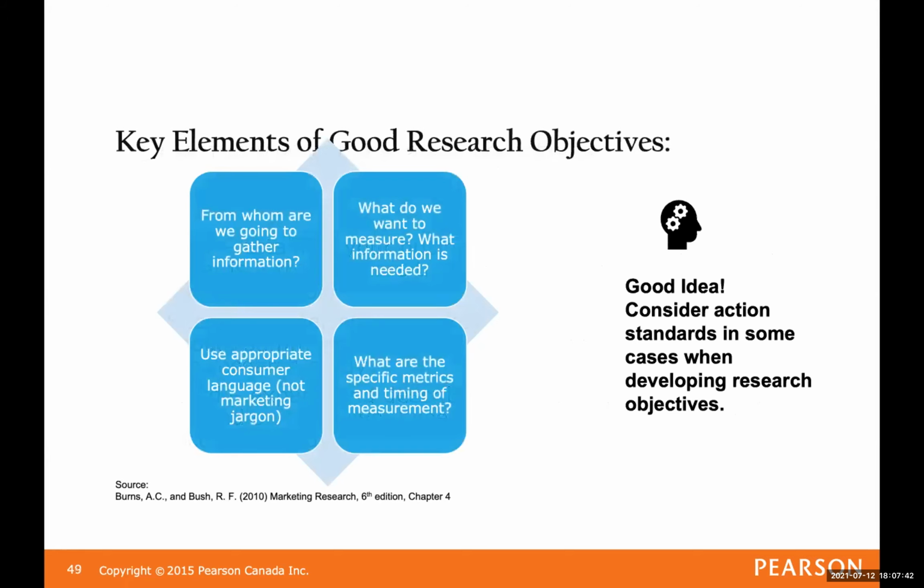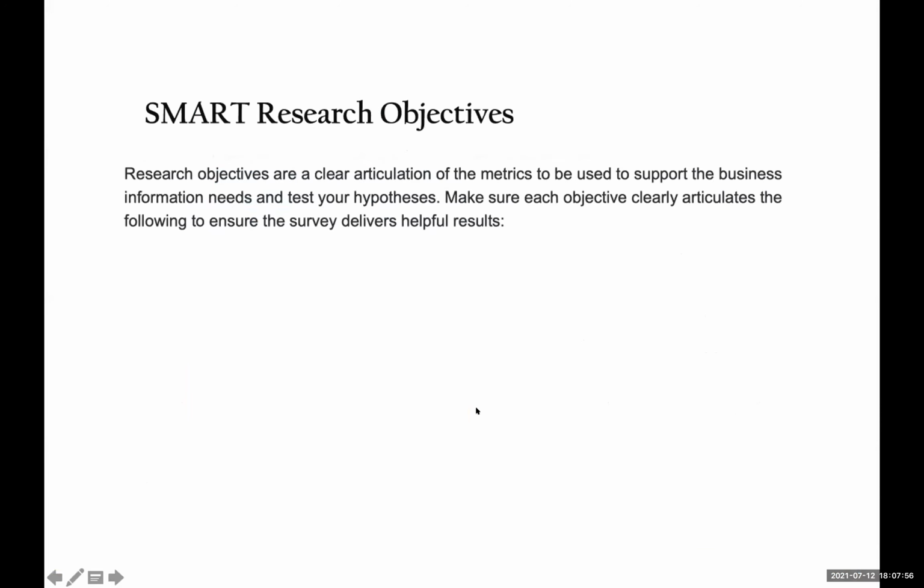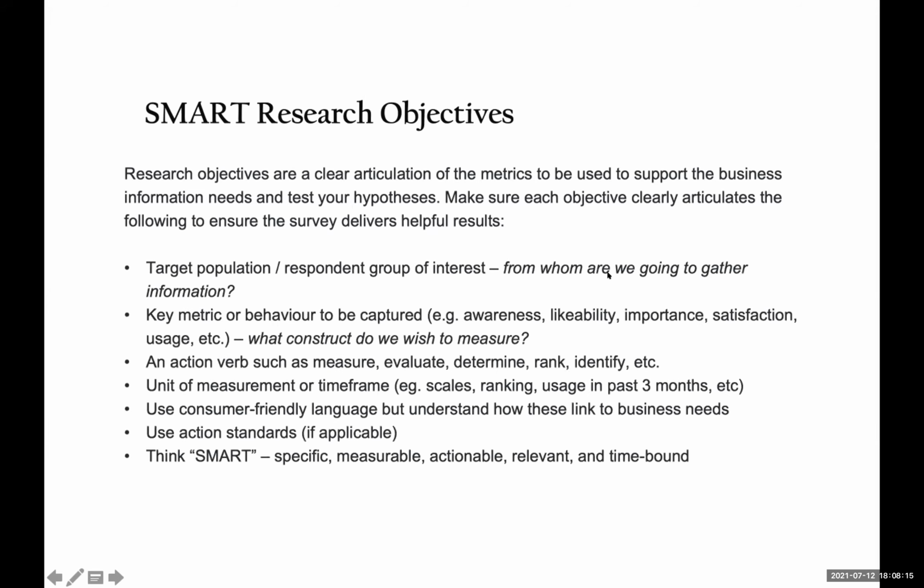Key elements of good research objectives: from whom are you going to gather information? Use appropriate consumer language, not marketing jargon. What do we want to measure? What information is needed, and what are the specific metrics and timing of measurement? And they always tell you that research objectives should be SMART. Research objectives are a clear articulation of the metrics to be used to support the business information needs and test your hypotheses. Make sure each objective clearly articulates the following to ensure helpful results.